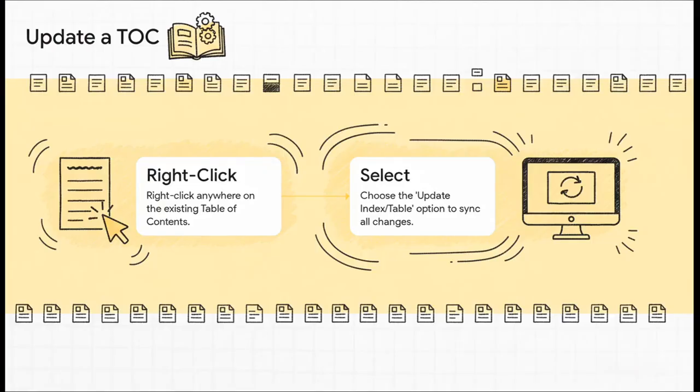So, you've added a whole new chapter, or maybe all your page numbers have shifted around. No sweat. You don't have to manually fix a single thing. Just a simple right-click anywhere on the TOC, and hitting Update tells Writer to rescan everything and sync it all up perfectly. It's just brilliant.